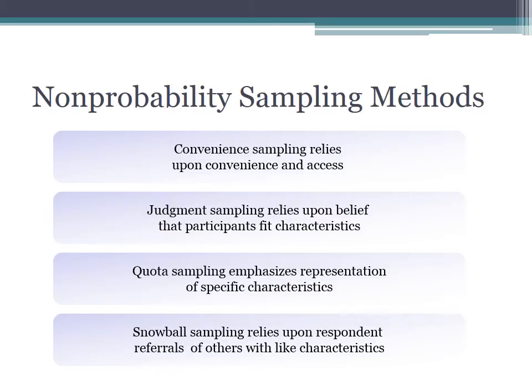The judgment sample has a little bit more purpose behind it. It's when the sample is selected because the researcher believes they will meet the requirements of the study. So, for example, interviewing either salespeople or clients for the service performance of a dealership. The clients are probably better, but it's based on the judgments of the researcher that a certain group of people will meet the needs of the study.